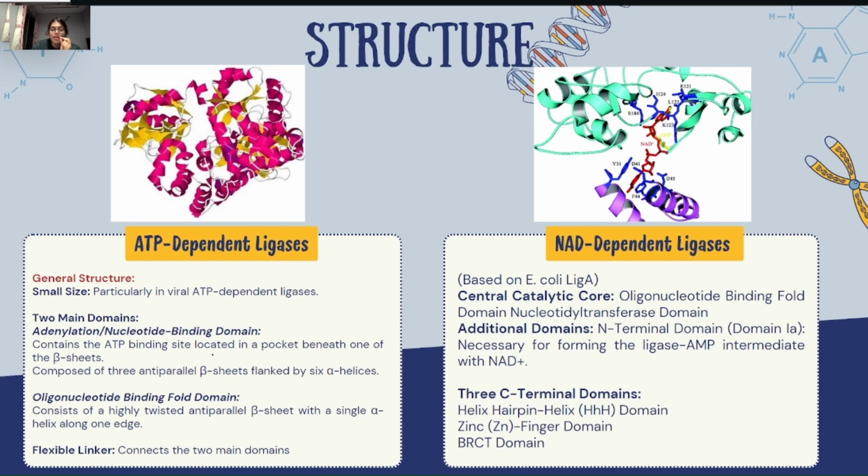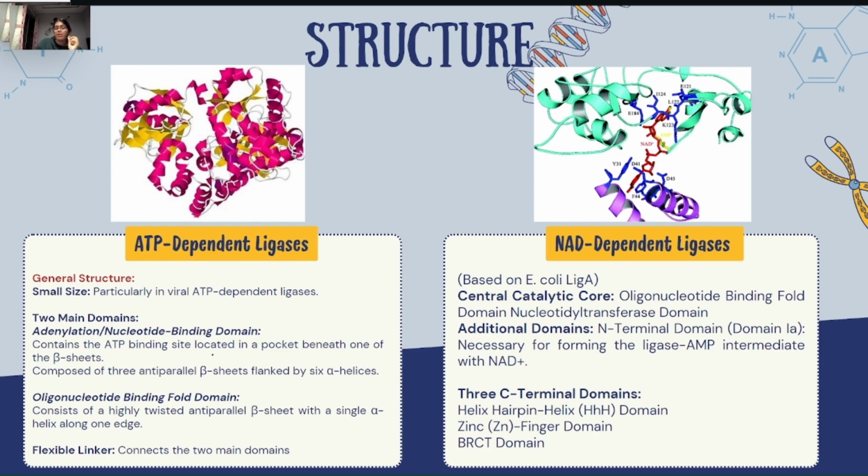it is needed. Then, talking about the NAD plus dependent ligases, which is based on the E. coli ligase A. It has a central catalytic core responsible for the main catalytic activity, and the N-terminal domain that helps form the ligase AMP intermediate with NAD plus, and the C-terminal domain, which includes the helix hairpin helix domain, zinc finger domain, and BRCT domain, which contributes to the structural integrity and function, similar to the precision control of the welding machine.